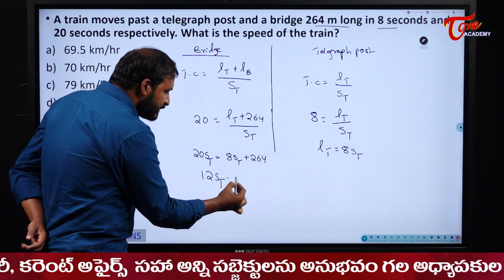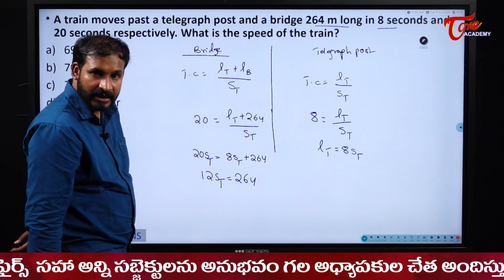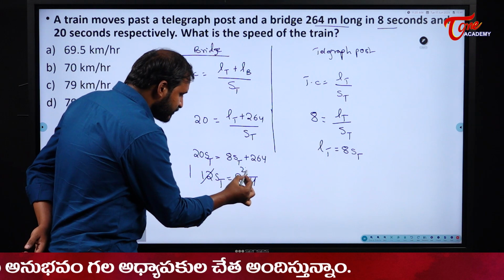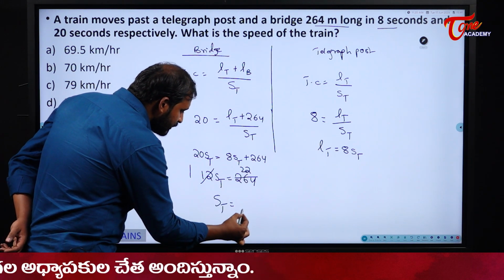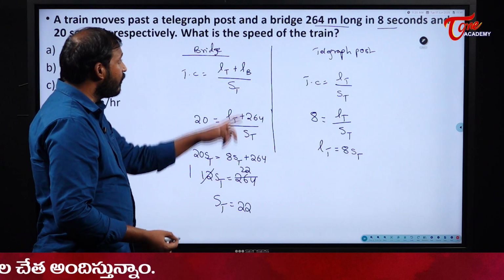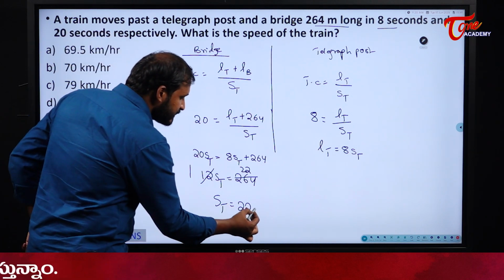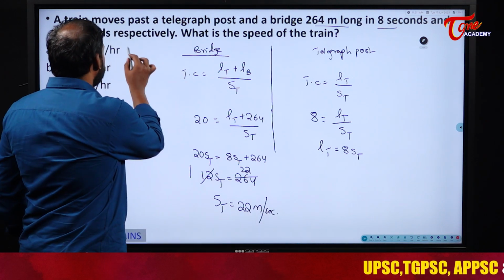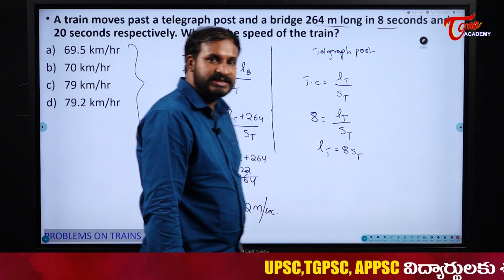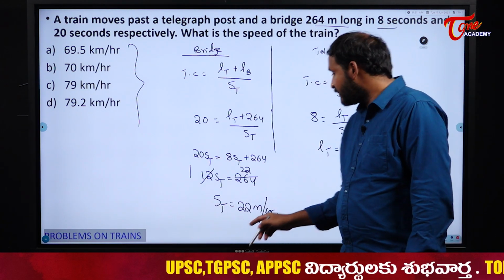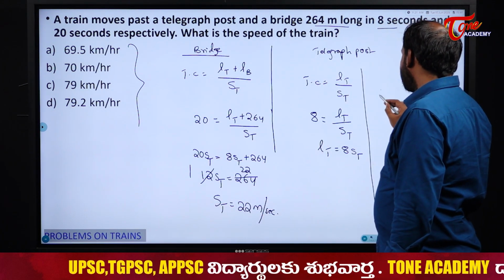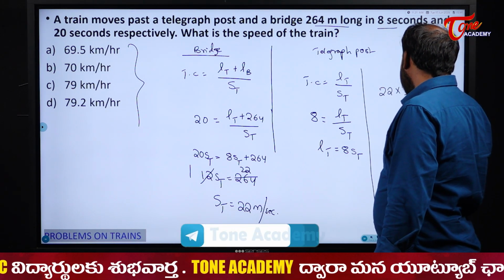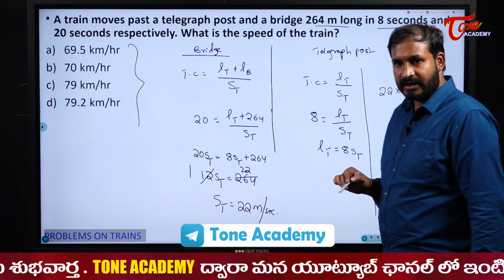12 into the speed of the train is equal to 264, right? Next, 12 ones, 12 twos is 24. So the speed of the train is 22. Please be careful: all the values are in meters and seconds, so this is meters per second. But all the options are in kmph, so please convert this into kmph. 22 into, how will you convert, students? 18 by 5 kmph.